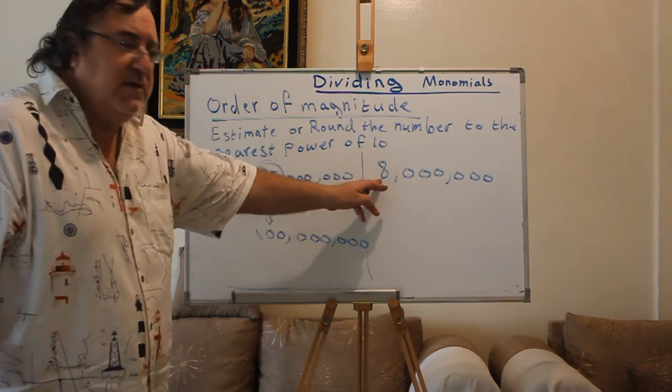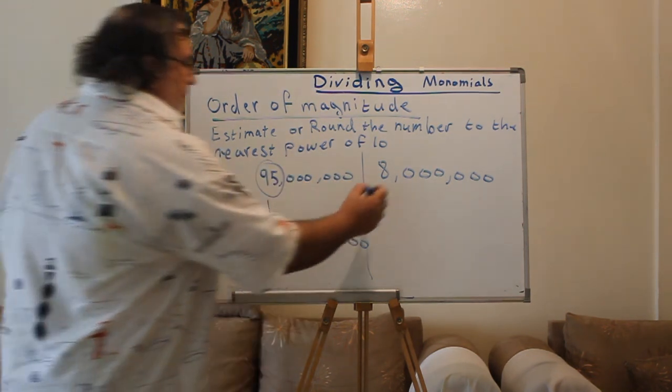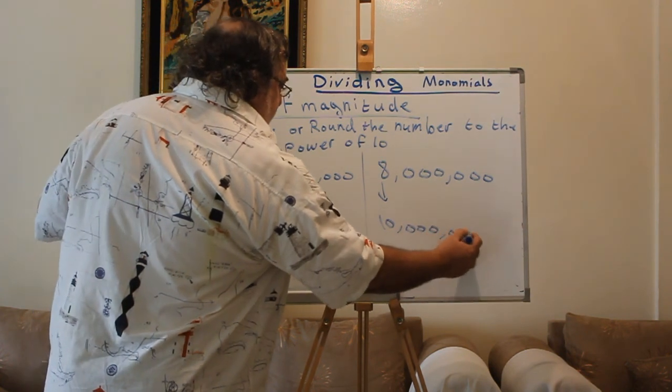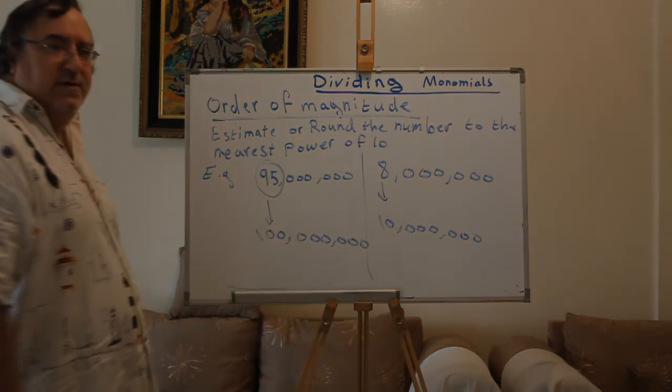Here, look at 8, which is nearest to 10. So I'll change it to 10, 0, 0, 0, 0. That's the answer.